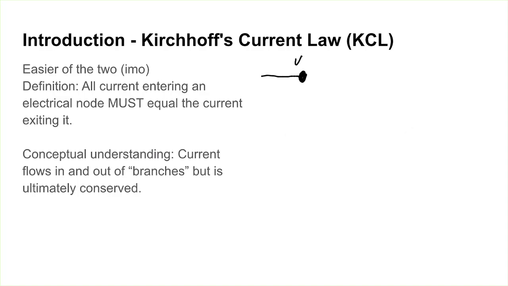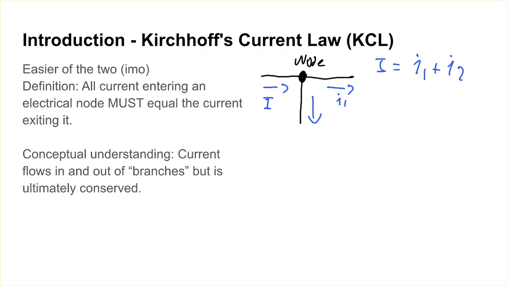This is our node, and we have another wire. Obviously it would make sense that the current going in here is going to be the current coming out there, right? It's a wire. But KVL is particularly useful. If we have a node where it splits, the law is that if this is I, it must equal I1 plus I2, which is a very intuitive understanding, which is why it's pretty easy.